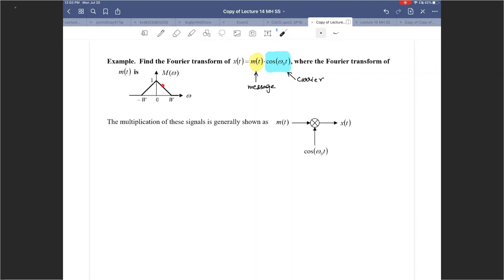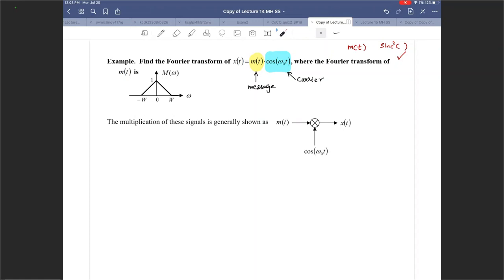Cap M of omega is a triangle. Small m of t should be what shape? Yes, sinc squared is absolutely right. Even though that is not a part of this problem, I like to have this continuous assessment. Okay, what is happening in the time and frequency domain? That will help you go in a smoother manner and probably an easier procedure.